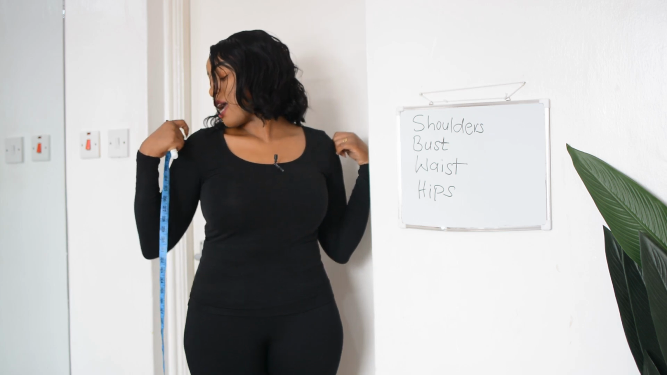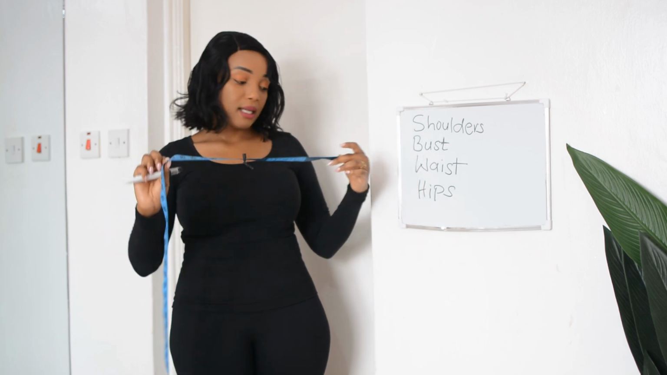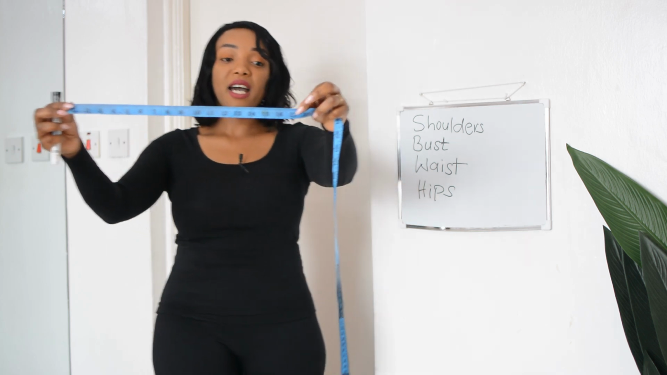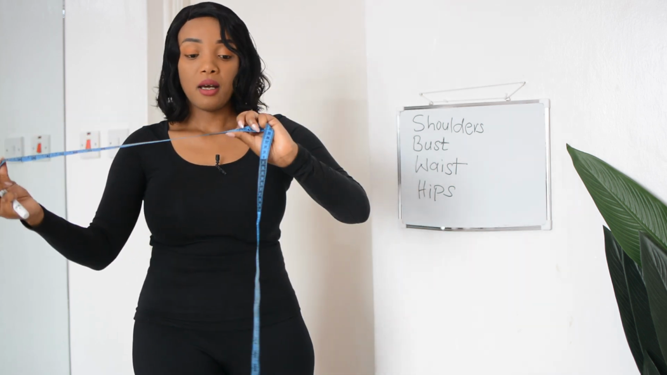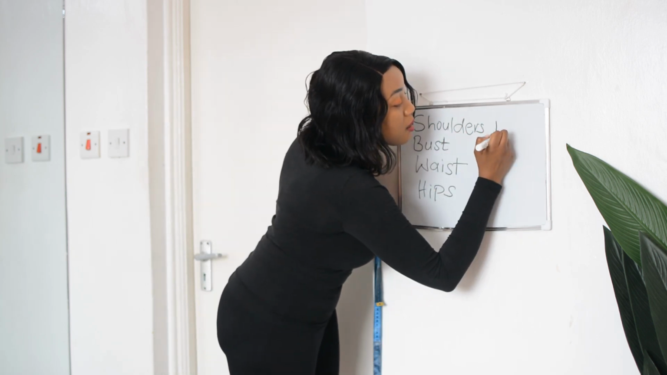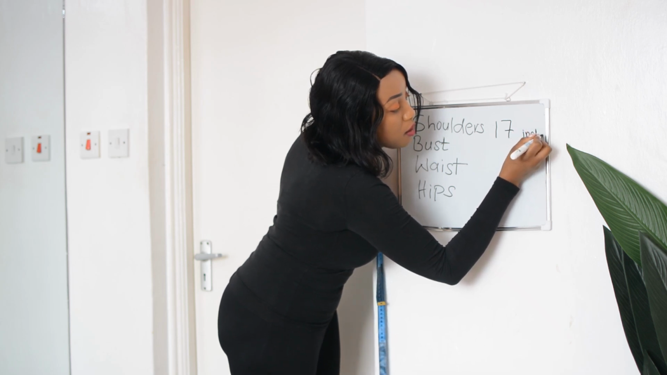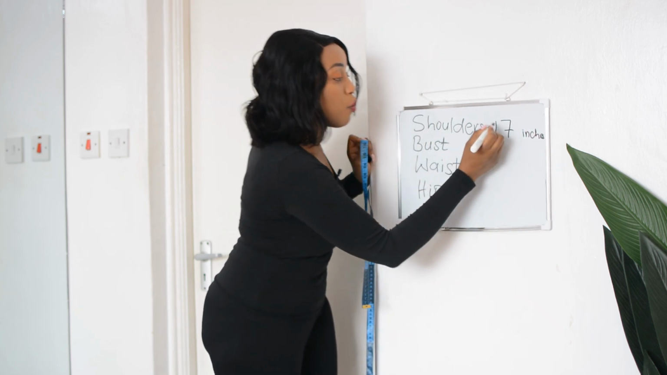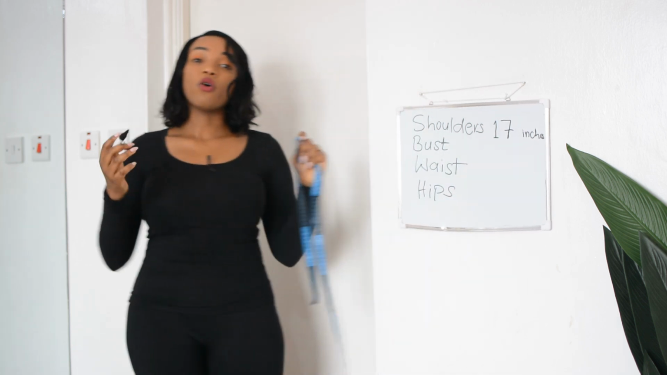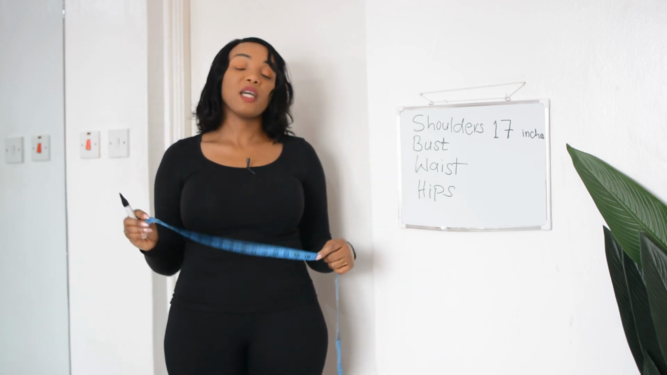What does it say? And in my case here, it says that I'm 17 inches. So my shoulders are 17 inches. I hope you can see that clearly. So the length of my shoulders is 17 inches, and that is what we are going to be working with.